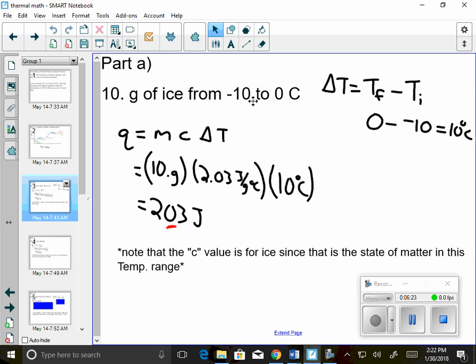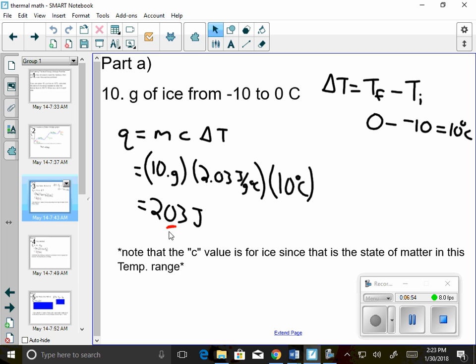If I move on to my next slide, I would start by setting up Q equals MC delta T. Then plugging in my values. 10 grams is the mass. The C value of ice is 2.03 joules per gram per degree Celsius. And the change in temperature, my delta T. I end at 0. I started at negative 10. 0 minus a negative 10 is 10 degrees. That gets me 203 joules.